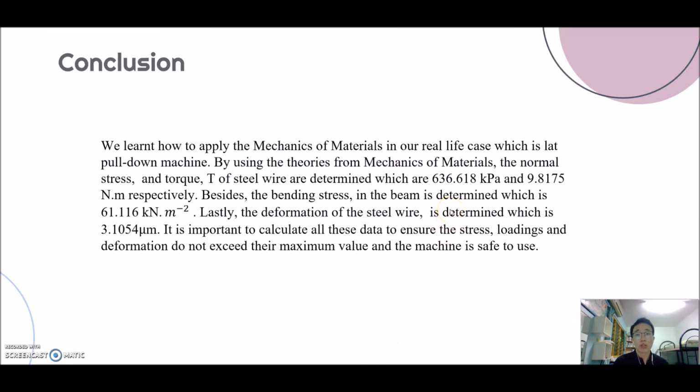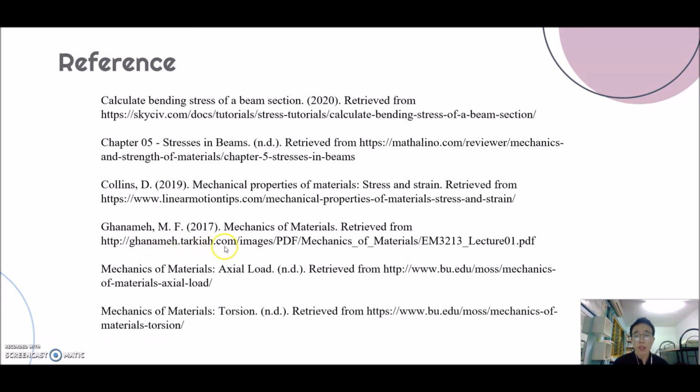micrometer. So the conclusion is that we learn how to apply mechanics of materials in our real life case, which is the lat pull down machine. By using the theories from mechanics of materials, the normal stress and also the torque T of the steel wire are determined, which are 636.618 kilopascal and 9.8175 Newton meter. And besides that, the bending stress in the beam is determined, which is 61.116 kilonewton per meter squared. Then lastly, the deformation of the steel wire is determined, which is 3.1054 micrometer. So this will be the reference for our case study, and thank you.